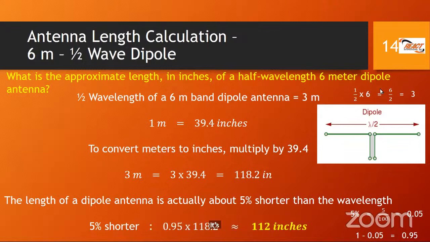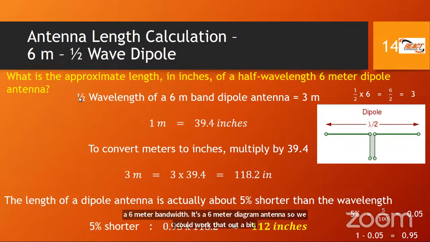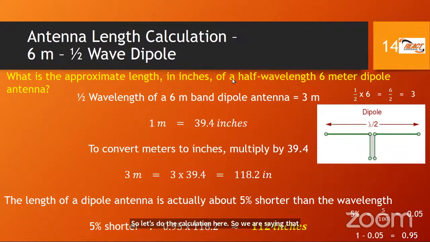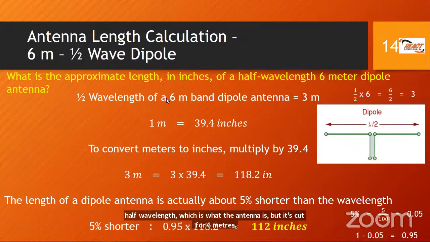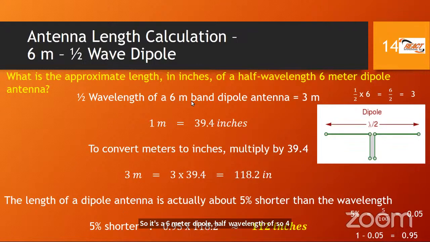So we could work that out a bit. So let's do the calculation here. So we're saying that half wavelength, which is what the antenna is, but it's cut for 6 meters, so it's a 6-meter dipole. A full wavelength of a 6-meter band antenna would be 6 meters, right? Because the frequency matches, the resonance of that frequency matches the band, right? So if it's a 6-meter antenna, that's a full wavelength. What is a half wavelength?